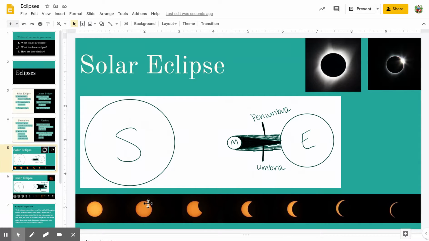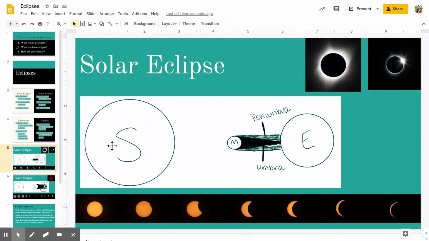Right here, you can see that the moon is just starting to cover the sun. And as you continue to move on, it gets more and more covered until it is almost completely covered. And then once it is completely covered, it looks like this right here. And that is the corona that we can see around the edge of the moon. We can see the sun's atmosphere, okay?